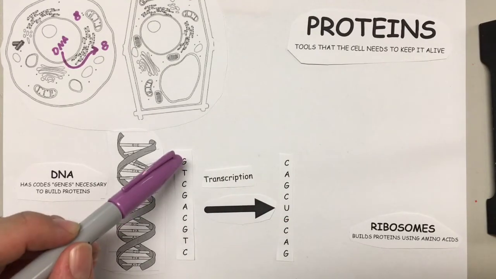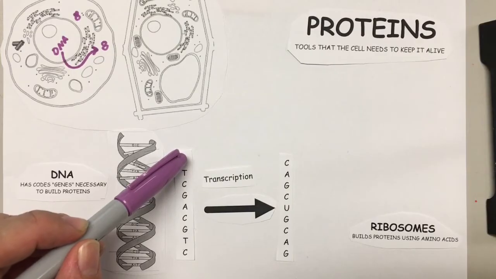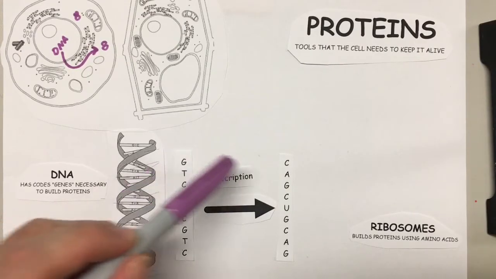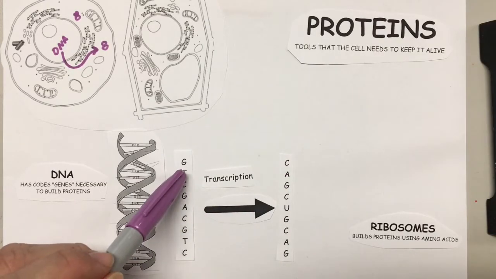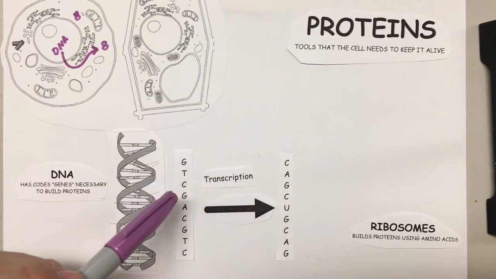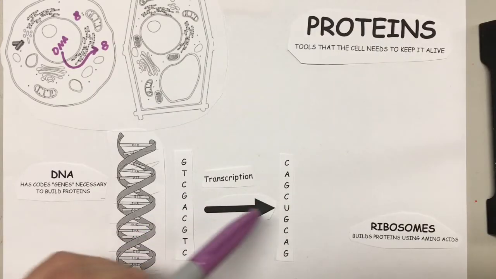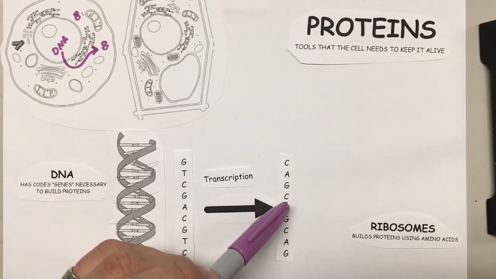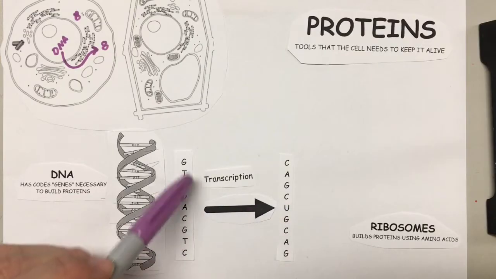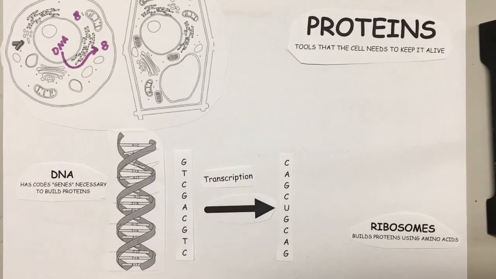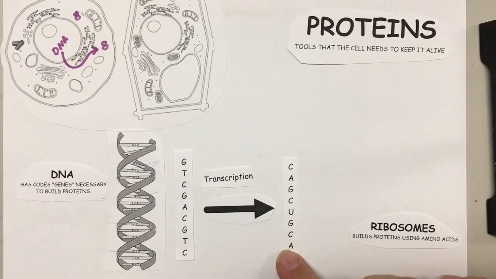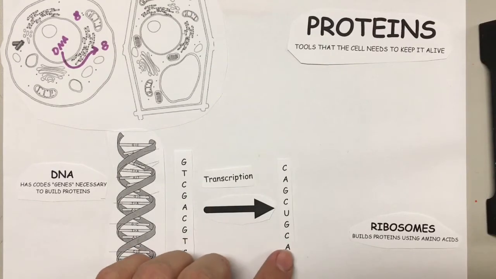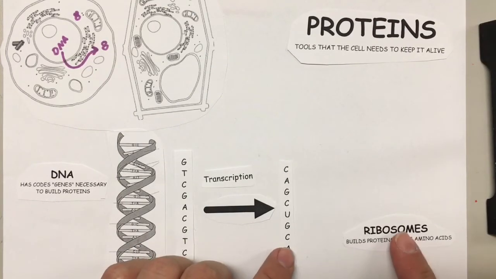How does this happen? It uses the base pairing rules. If there's a guanine, then an enzyme adds a cytosine. Thymine, adenine, cytosine, guanine: G goes with C, and A goes with U, because remember, we're making RNA, so it wouldn't be a T. Once transcription is over, we have a copy of the gene, but in RNA form. Now that this copy of the gene is ready, it goes to the ribosome.